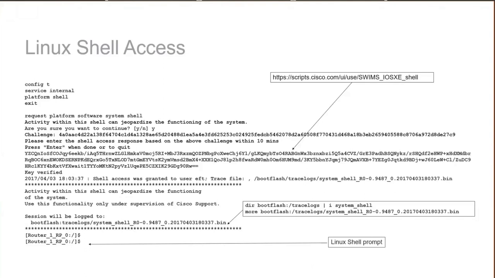And in some of the bugs, we'll have to verify a few register values to confirm if we are hitting a particular software bug. In such scenarios as well, we would need the system shell access. Okay.